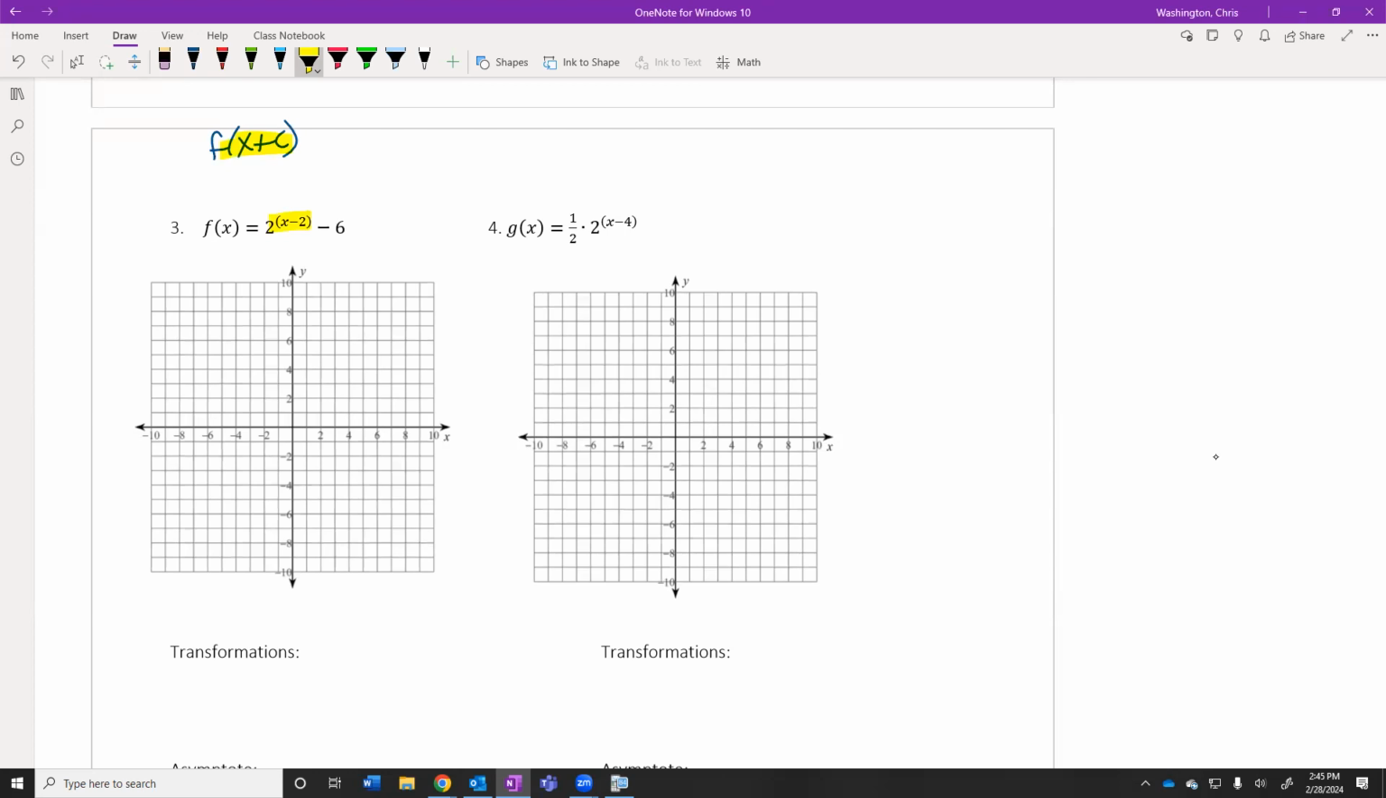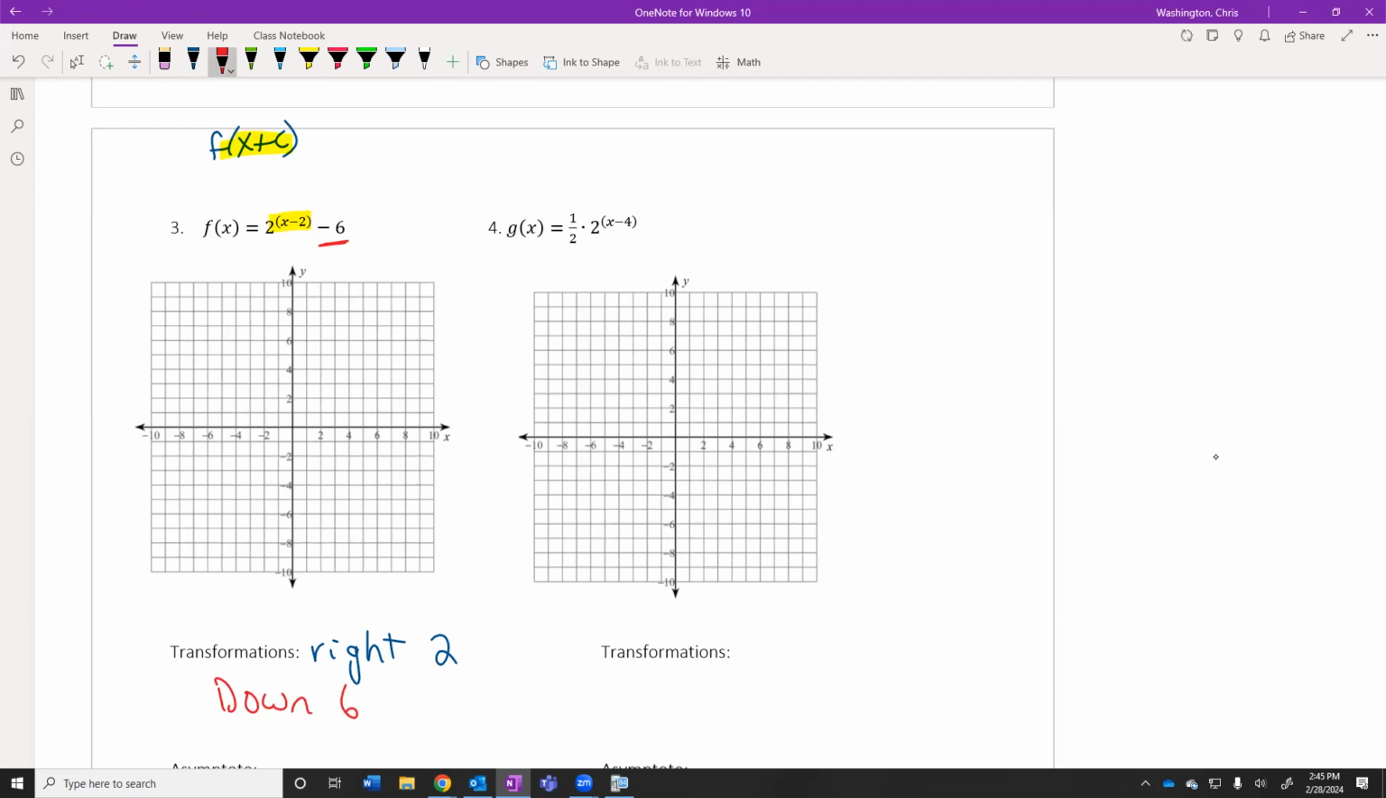Okay, so that's x -2 inside the parentheses. So that x -2 inside the parentheses is going to move our graph to the right 2. And every expression is going to look a little bit different. The exponent here is going to tell us how far left or right we go. And then the -6 on the outside, that's going to tell us how far up or down we go. So in this case, we're going to go down 6.